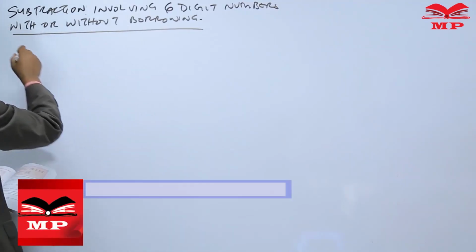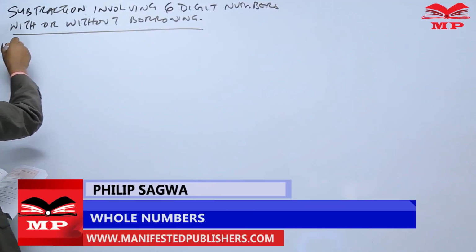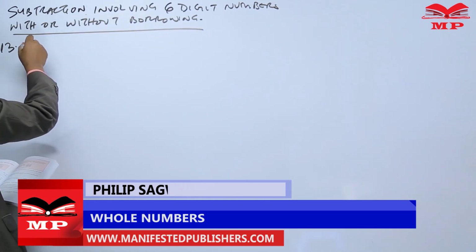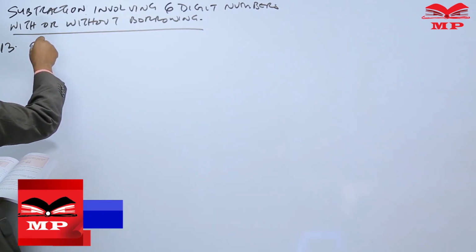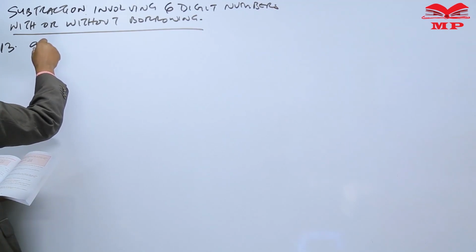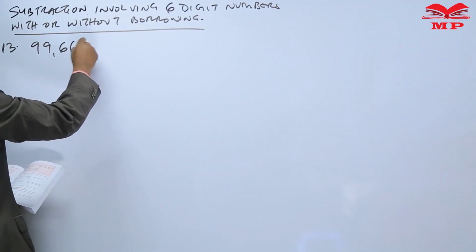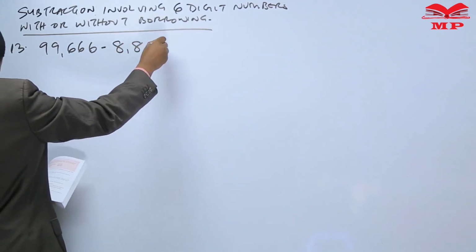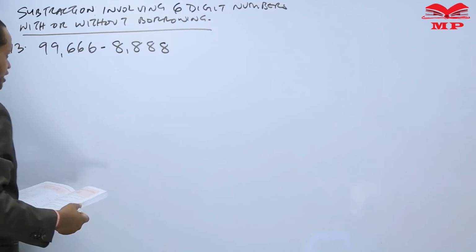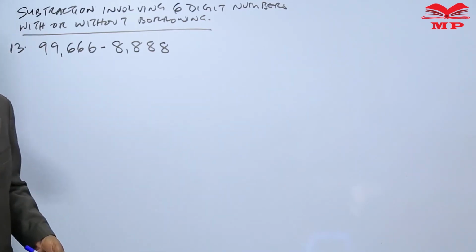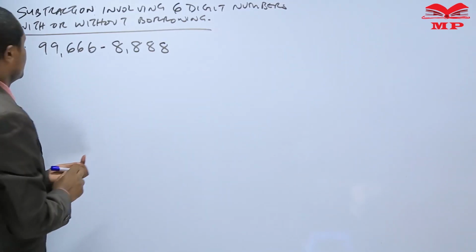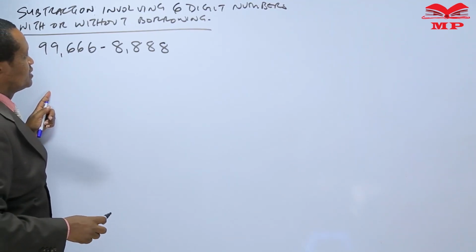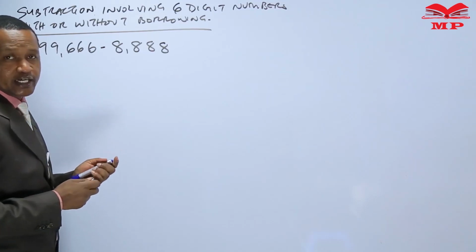Our first example is question 13 on page 12, and it reads 99,666 minus 8,888.